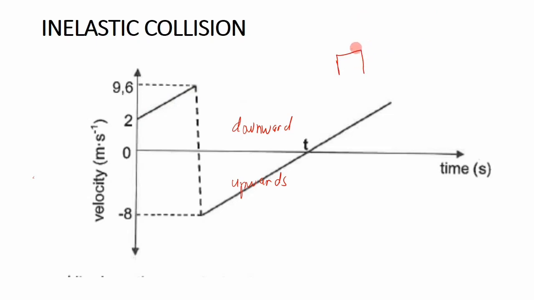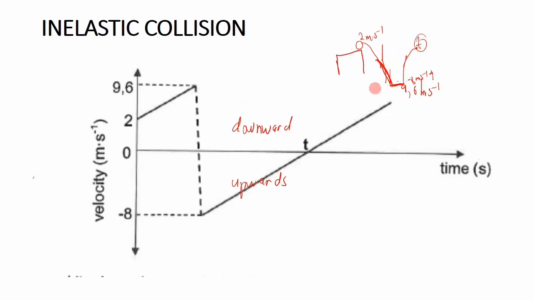Let's say it's on top of a building, and someone decides to project this ball downward at 2 meters per second. Now we know it will reach the ground at a velocity that is greater than that. So it reaches the ground at 9.6 meters per second, right? But this time it is in contact with the ground for some time, and then leaves the ground at negative 8 meters per second. So the negative 8 indicates that now it's going upward, and then reaches the maximum height t, whereby we can see that the velocity there is 0.